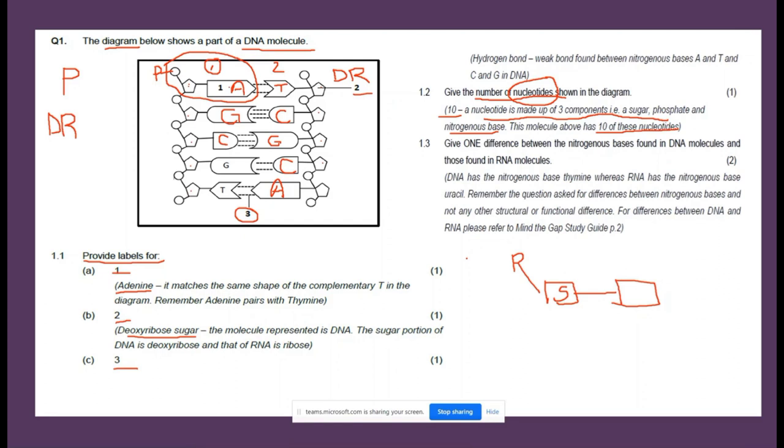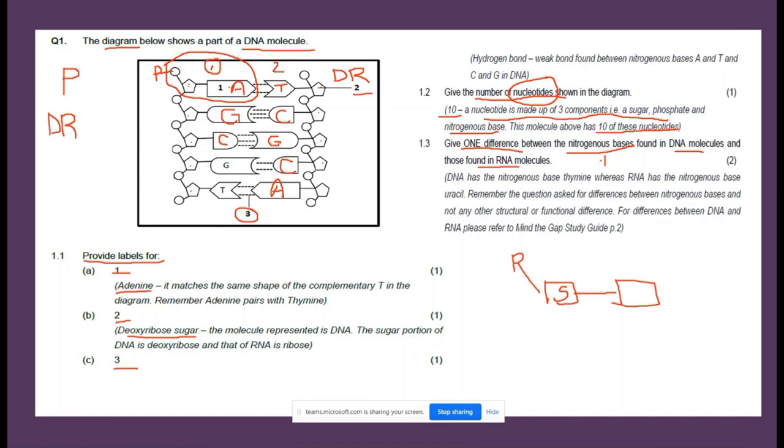Question 1.3. Give one difference. Now, very important. They only want one difference between the nitrogen bases in DNA and those in RNA. They are not asking me a general difference. So you cannot write DNA has deoxyribose. It is incorrect. Which nitrogen base is found in DNA?